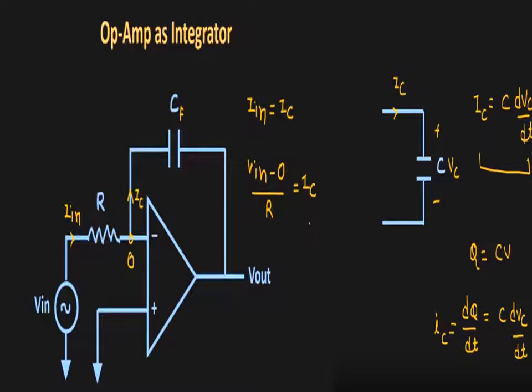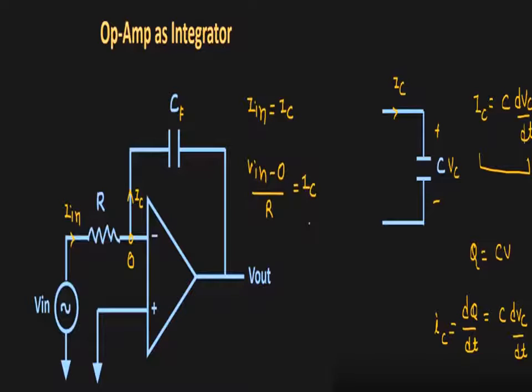Next we'll see the operation of an integrator circuit. I am giving the input to the inverting terminal. When I apply the voltage, the current passes through here, which I can write as IN. In the feedback circuit, I have taken the capacitor, and the current passes through here. I am representing that as IC.